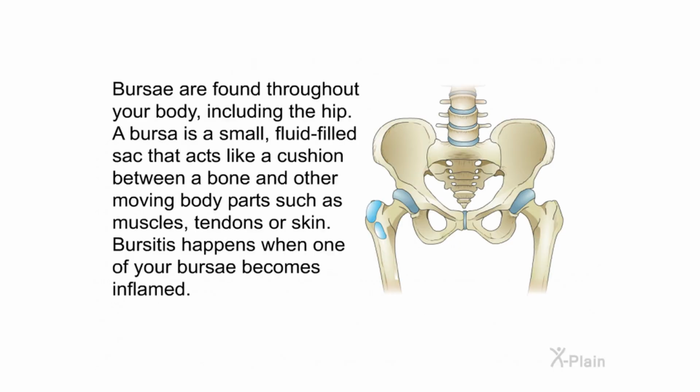Bursae are found throughout your body, including the hip. A bursa is a small, fluid-filled sac that acts like a cushion between a bone and other moving body parts, such as muscles, tendons, or skin. Bursitis happens when one of your bursae becomes inflamed.